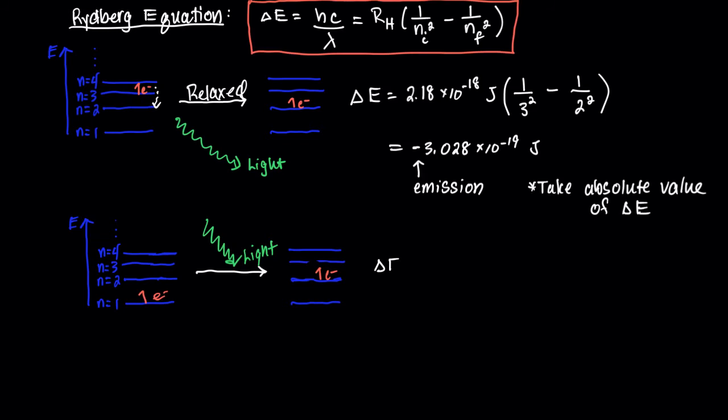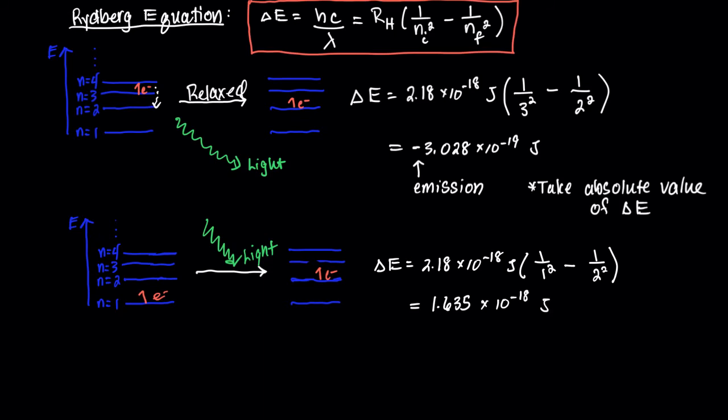So here we would say delta E is equal to 2.18 times 10 to the minus 18th joules multiplied by 1 over 1 squared, because we're starting in n equals 1, minus 1 over 2 squared, because we have ended at the n equals 2 energy level. And if we plug this into our calculator, I think what you should get is 1.635 times 10 to the minus 18th joules.